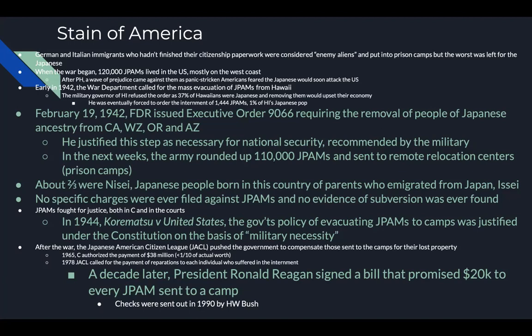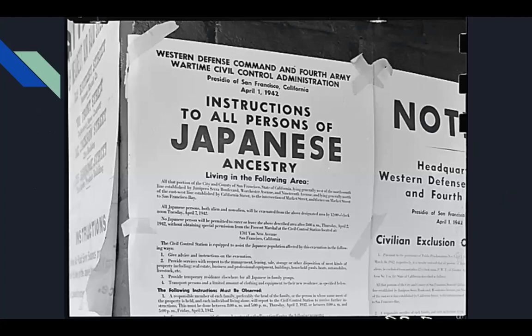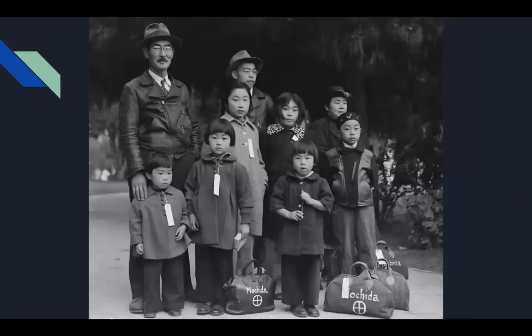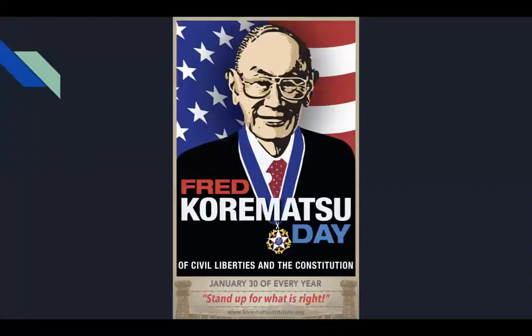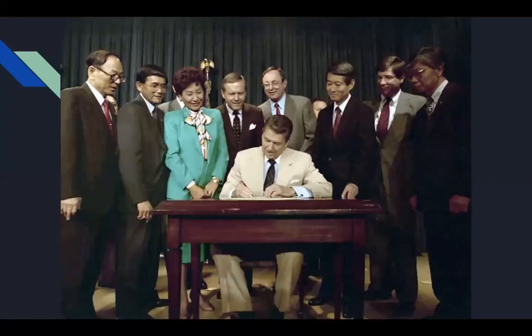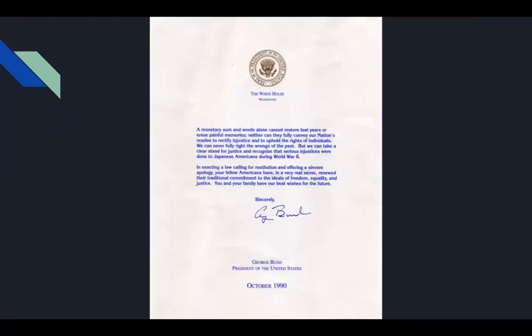Okay, the stain of America is still there, and that's why you need to know. Not good, not good by any means. There you got Japanese persons living in ancestry. You got Japanese American families moving. Let me know if that looks like a concentration camp, because it looks like it to me. And there's Fred Korematsu and Ronald Reagan.